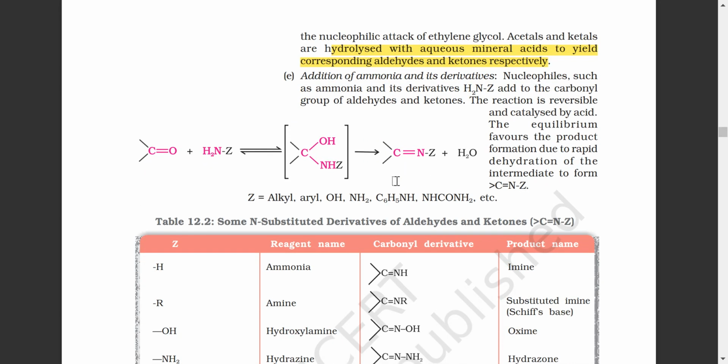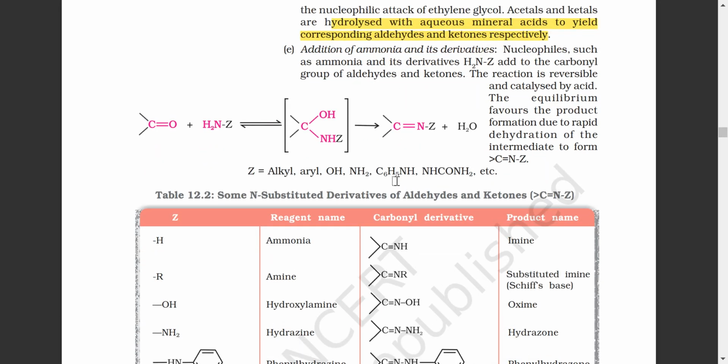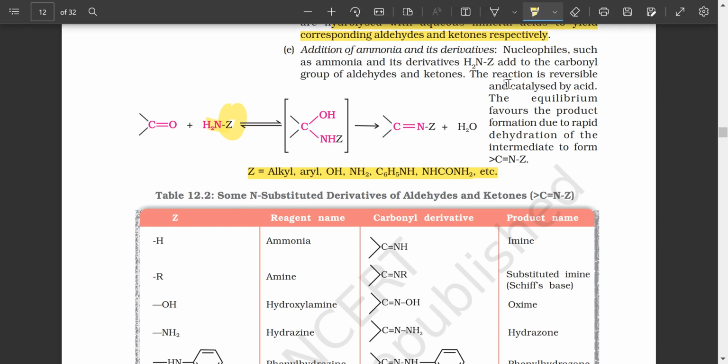Next, we have addition of ammonia and its derivatives, NH2Z. Basically, ammonia is NH3, so if you remove one hydrogen and attach any other group, Z can be anything; here it is given as alkyl, aryl, OH, NH2, etc. Right? So that is an ammonia derivative. They add to the carbonyl group of aldehydes and ketones. Again, addition reaction. Reaction is reversible and catalyzed by an acid.